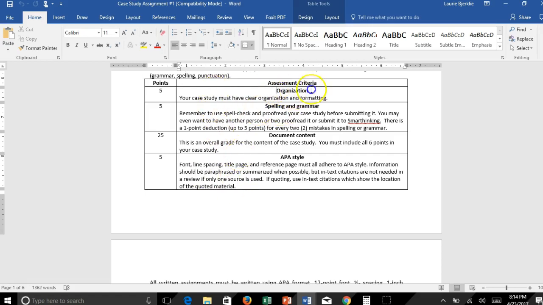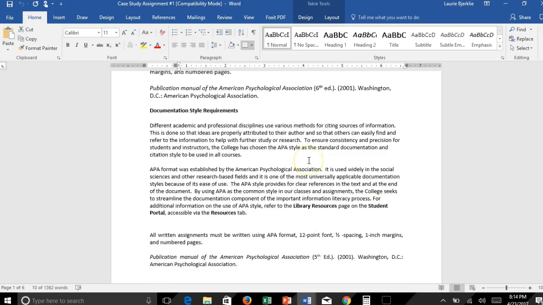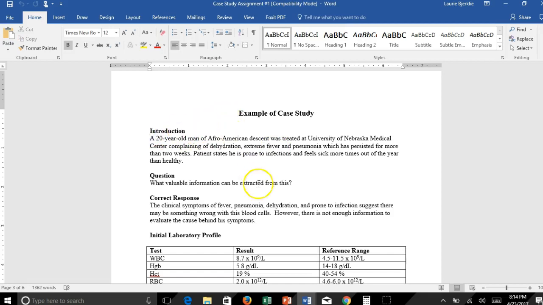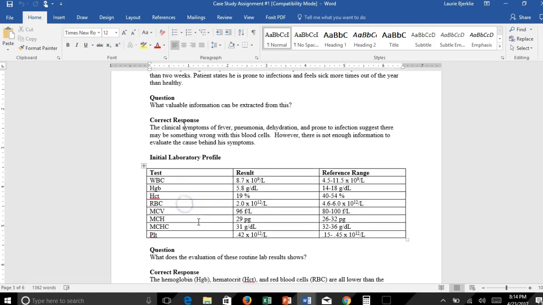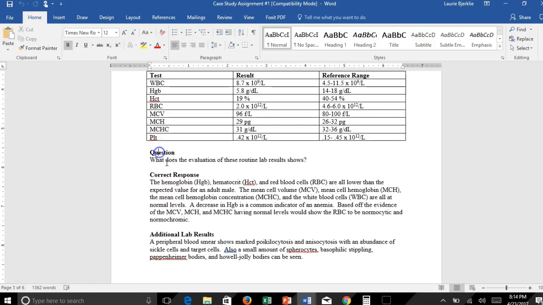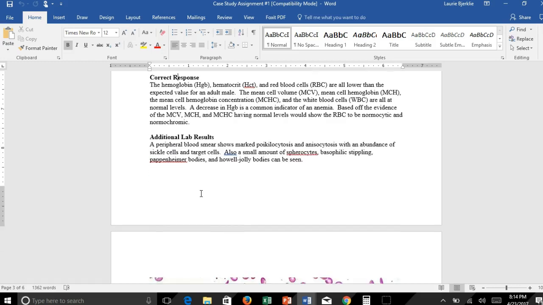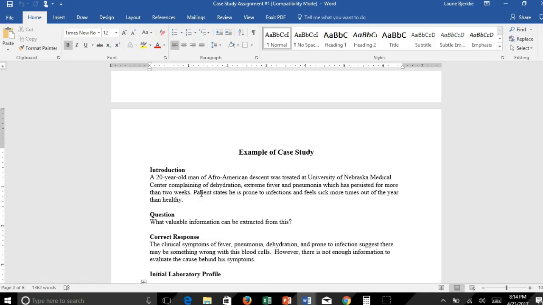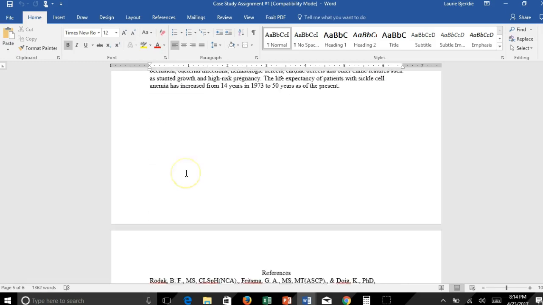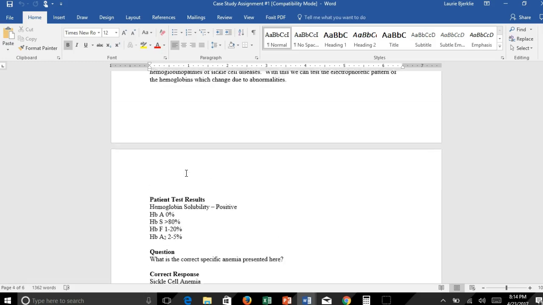Now, when I go back up to organization, if you want to organize your case study exactly the way that this student did, perfect. Do it. I would love it. I actually prefer this organization format. Introduction, question, response, tests, question, response. You don't have to include every single question here. You can do whatever you want there, but I love the way that this is organized here. So you can do that. I would be happy to have it organized in this manner.